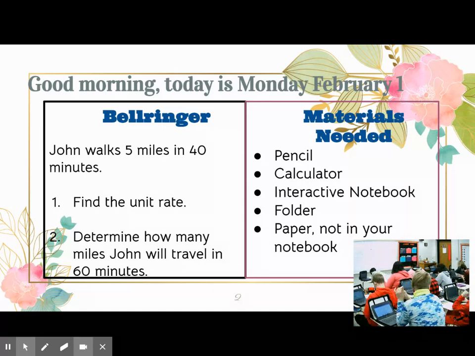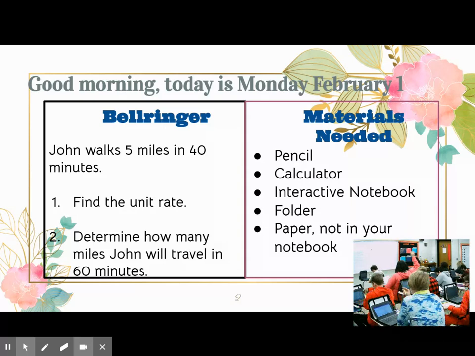So the bag contains green tokens and black tokens. There's 24 green tokens and the ratio is 8 to 5. Find the number of black tokens. Okay, so let's look at ratios.